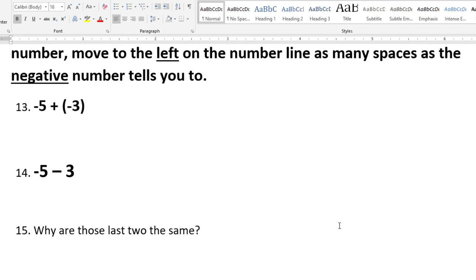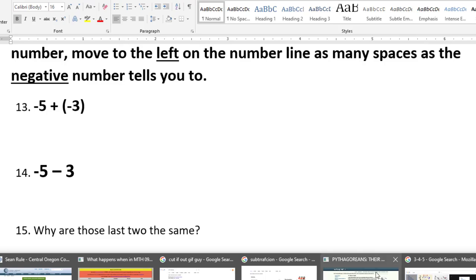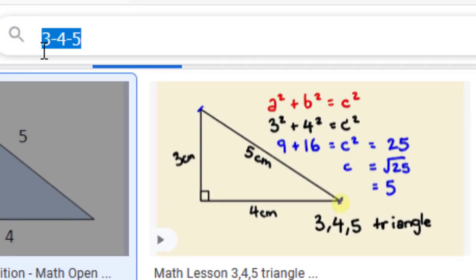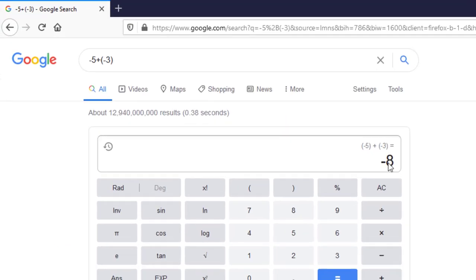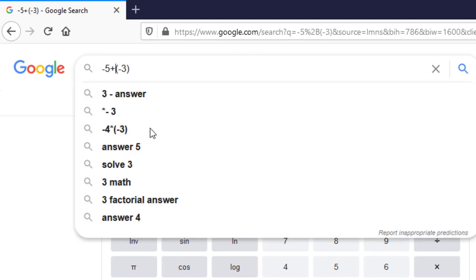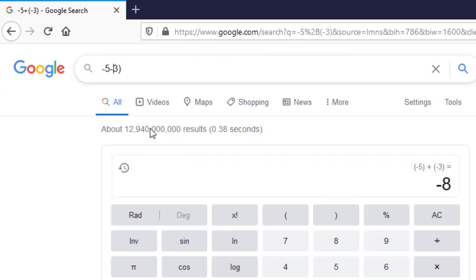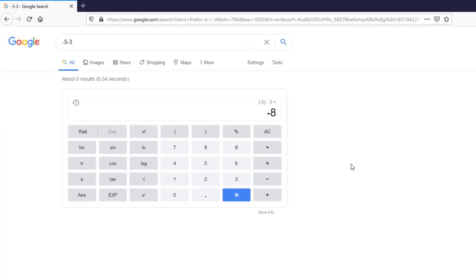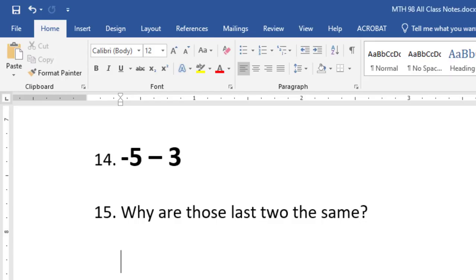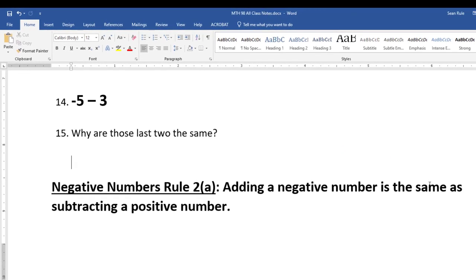And I encourage you, you can always use your good buddy Google. Let's get in here and get a Google window up. You can do negative 5 plus negative 3, that's equal to negative 8. Or you could do negative 5 minus 3, and it'll happily tell you negative 8. And the reason is, quite simply, adding a negative number is the same as subtracting a positive number. Cool! Let's move on a little bit further.